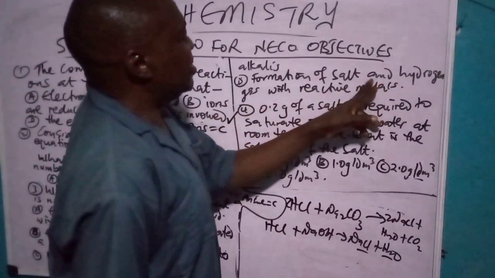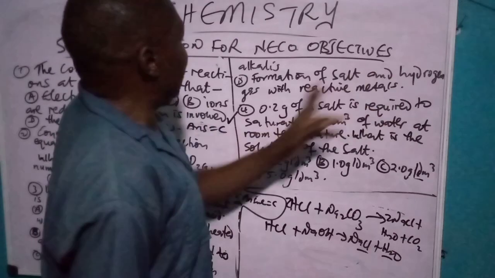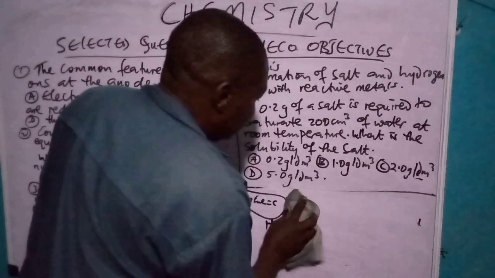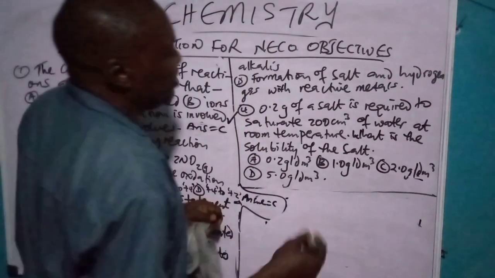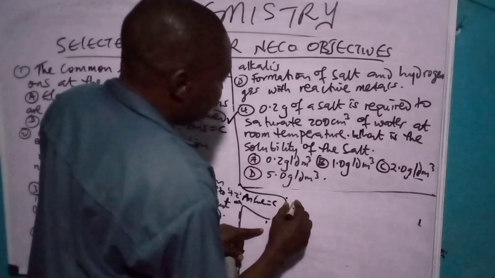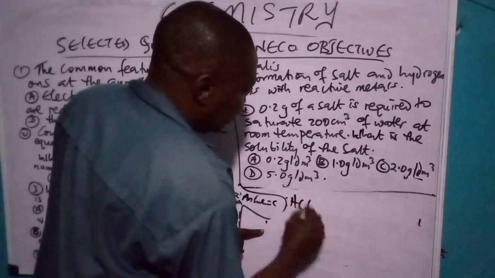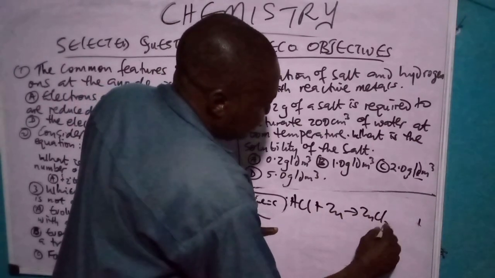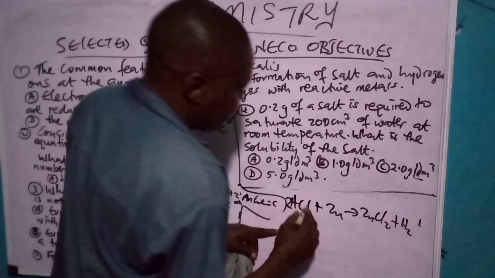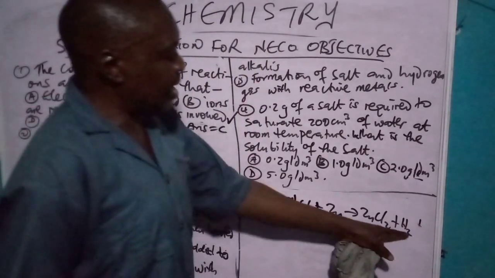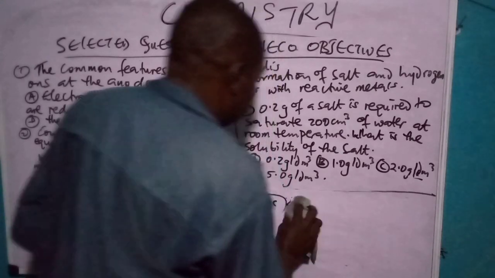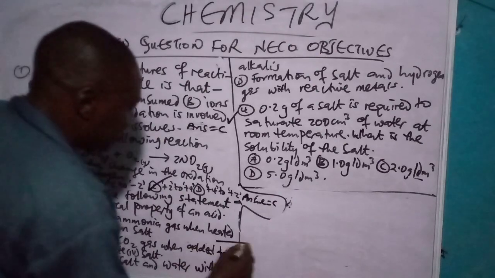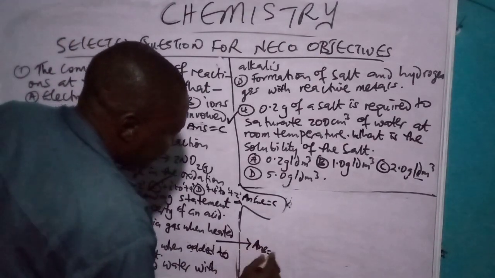Formation of salt and hydrogen gas with reactive metals. That one is also not acceptable, because if you react with a reactive metal like zinc, let's assume you are using HCl or H2SO4, any of them. Let's use HCl, a common reactant, plus Zn. It gives you ZnCl2 plus H2. Just balance it here. So you see it produces salt and hydrogen gas, meaning that the only one that is accepted is option A, evolution of ammonia gas. So the answer here is option A, answer A.